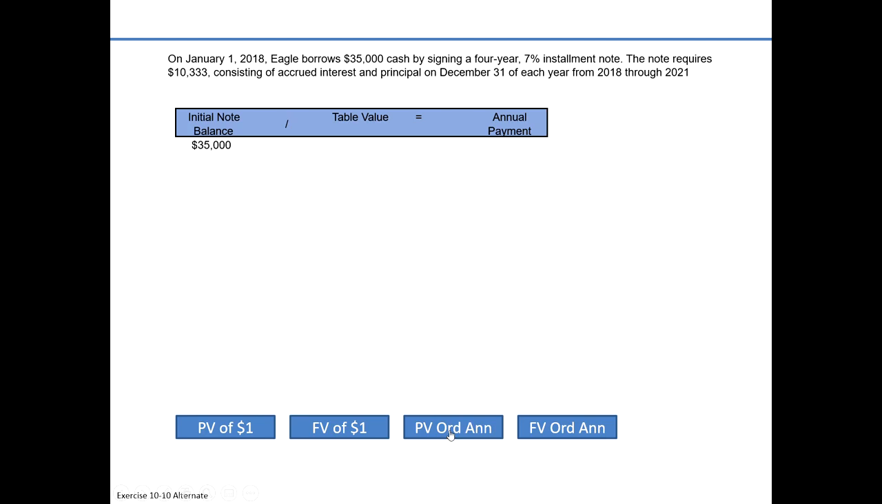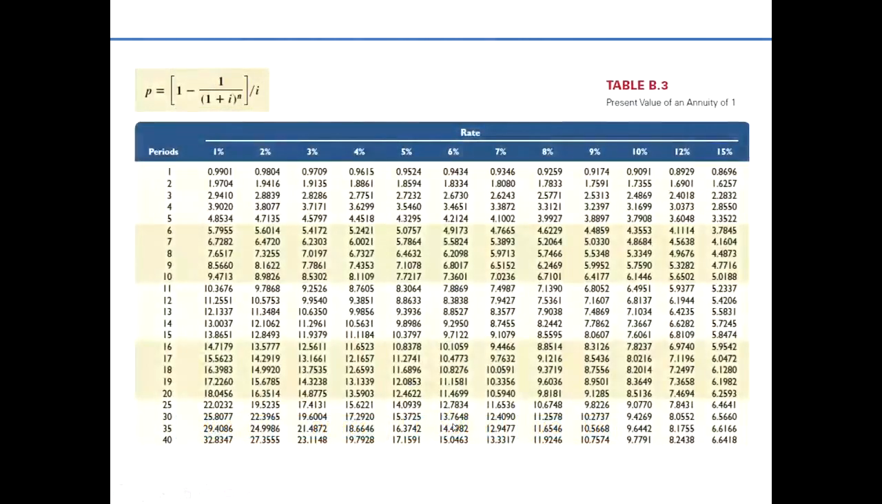Annuity by definition is a stream of money. It's happening more than one time. An installment note by definition is happening more than one time. So we're going to use the present value of ordinary annuity table. Now when I go to that, there's lots of numbers here, but don't worry. What I'm going to look for is the column that corresponds to the interest rate, and that's 7%. So I'm going to use the 7% column.